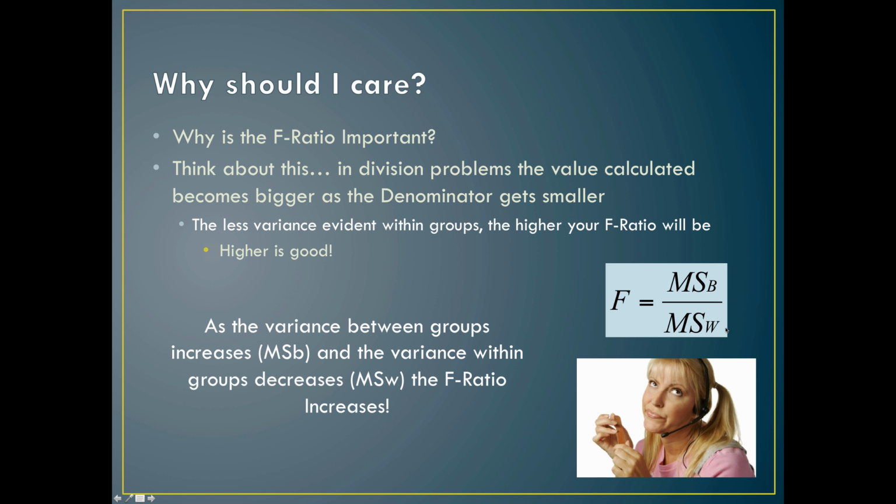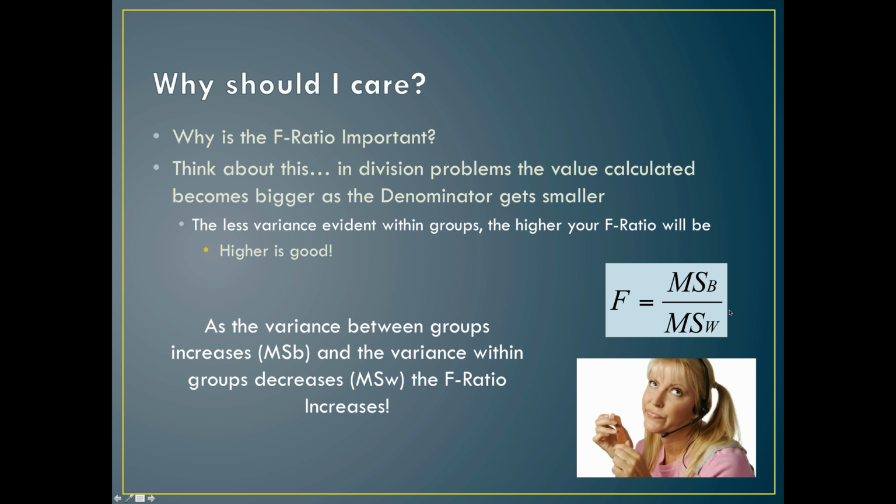In algebra, you know that when you have a fraction and your denominator is small, that means your F value here is going to be very large, which means it's going to be very close in value to the MSB, which means that whatever differences you find, you can attribute to the differences between the groups. And that's what we want. So we do want a large F value.